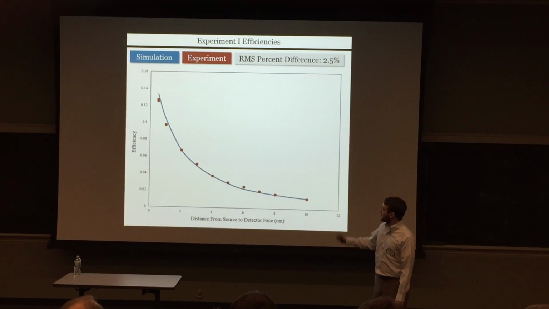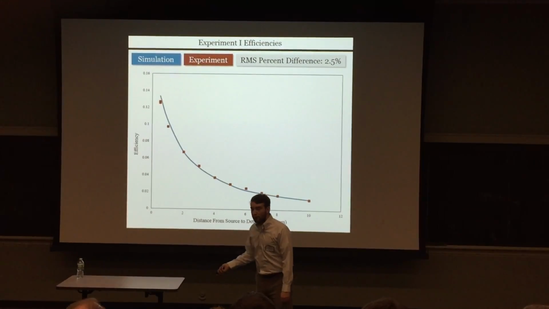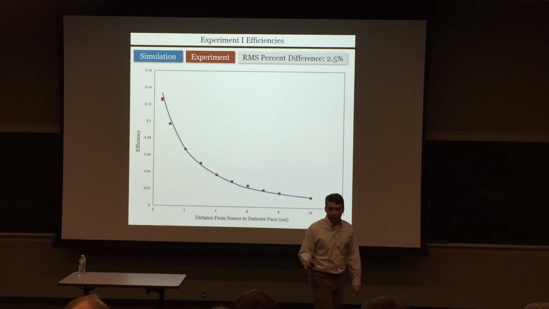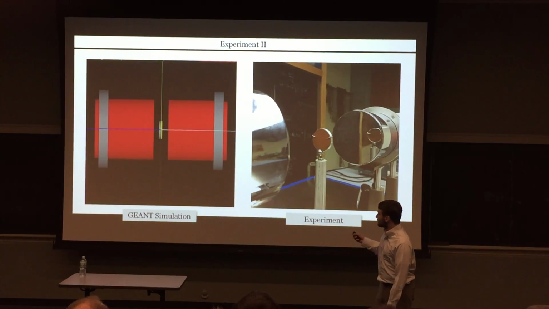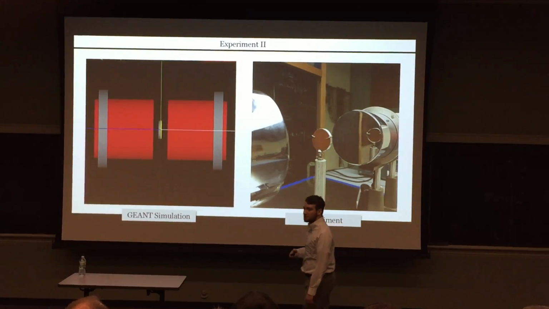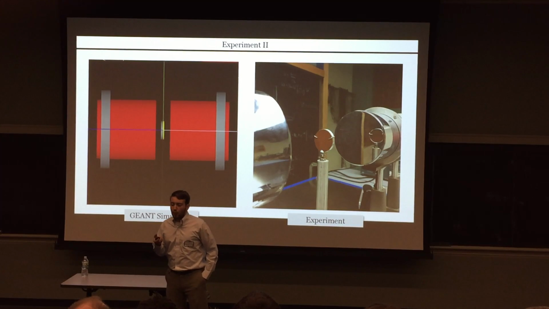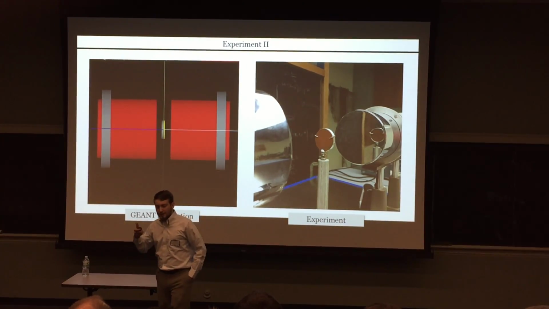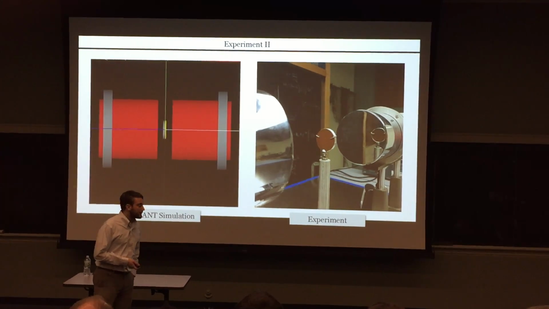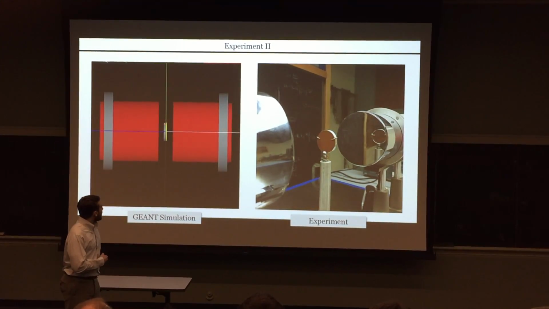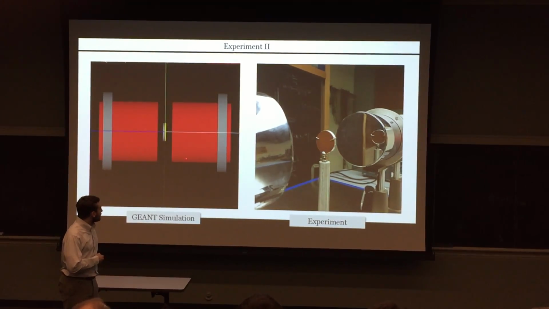The root mean squared percent difference between the experiment and the simulation was 2.5%, which we determined to be adequate for what we were looking for. The second experiment we performed used a source of germanium-68, which was calibrated so that we would know the decay rate per unit of time within 1.7%. We also modeled that using GEANT simulation. Here's the image of that on the left.